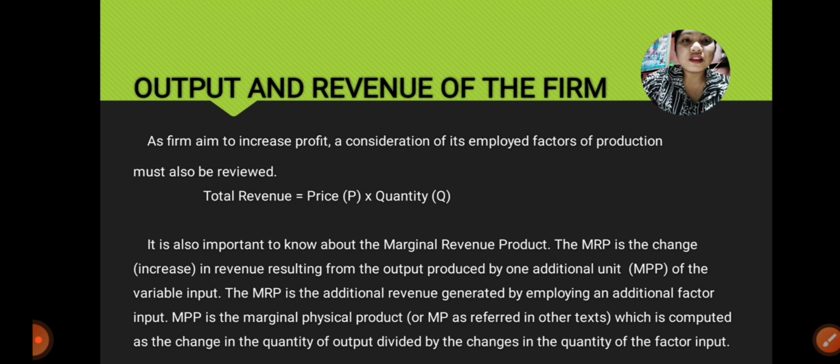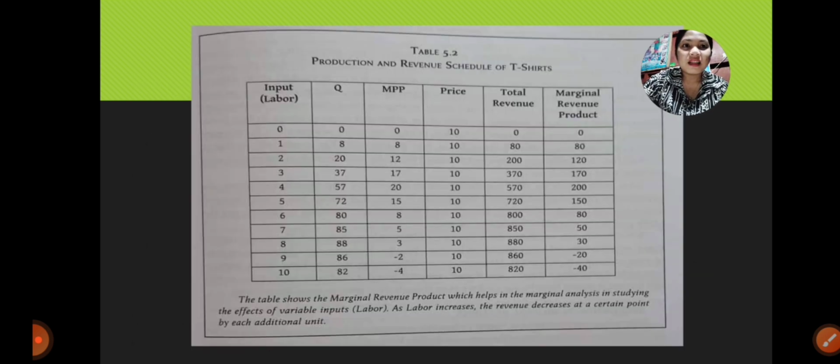The MRP is the additional revenue generated by employing an additional factor input. MPP is the marginal physical product, which is computed as the change in the quantity of output divided by the change in the quantity of the factor input. This is the table of production and revenue schedule of t-shirts. The table shows the marginal revenue product, which helps in the marginal analysis in studying the effect of variable inputs or labor. As labor increases, the revenue decreases at a certain point by each additional unit.